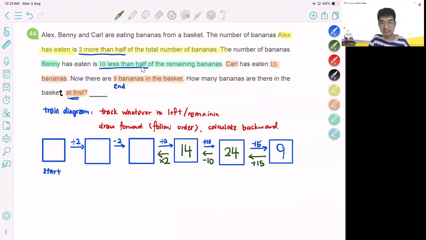14 times 2, right? Divide, switch to multiply. 28. 28 plus 2 is 30. Finally, 30 times 2 is 60. So my answer is 60. Right, there are 60 bananas at first. All right, so this is a working backwards question. Be very careful. What does take away more than half and take away less than half mean?